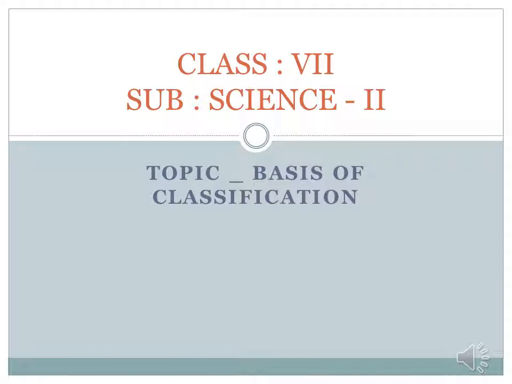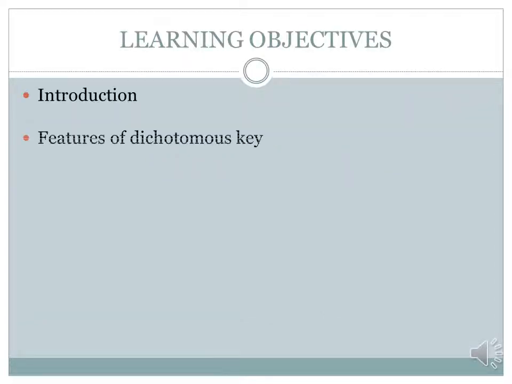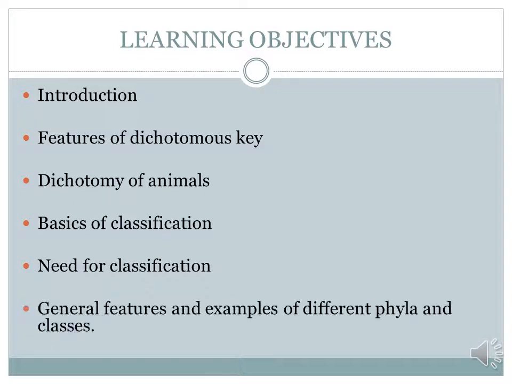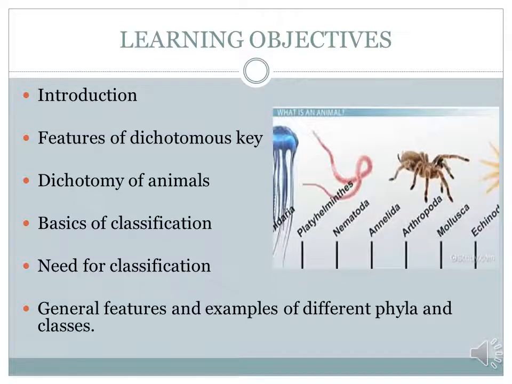Good morning, students. Today we are going to see about the new chapter, Basis of Classification. In this chapter, we are going to see about the introduction, features of dichotomous key, dichotomy of animals, basis of classification, need for classification, and finally, general features and examples of different phyla and classes.